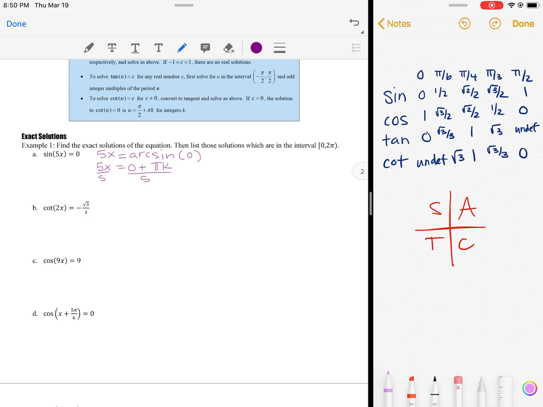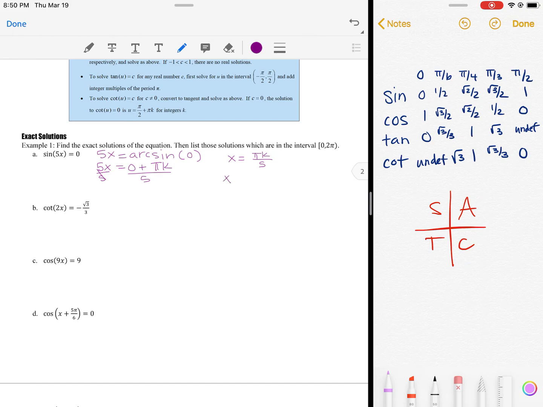Then to solve for x, we're going to divide both sides by 5. So x equals 0 divided by 5, which is still 0, plus 5k divided by 5. And that's all the exact solutions.